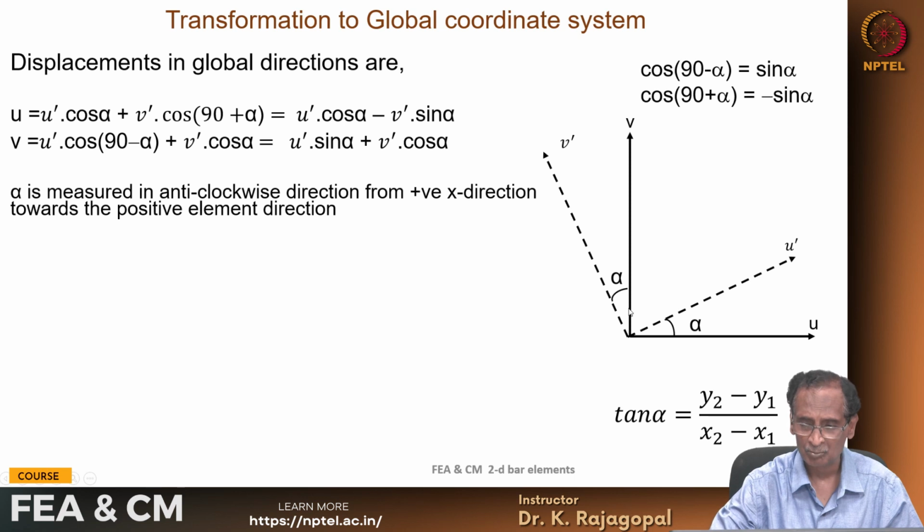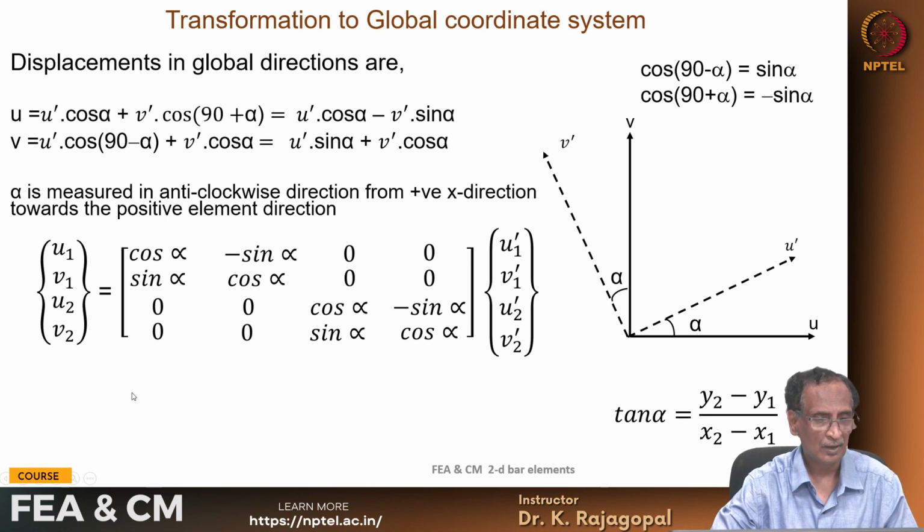Each term is basically the cosine of the angle between that particular direction and the u prime and v prime axes. Okay. And alpha is measured in the anti-clockwise direction from the positive x direction towards the positive element direction. So, for example, if this is your positive element direction, alpha is measured starting from the positive x axis in the anti-clockwise direction. This is your alpha. Okay.